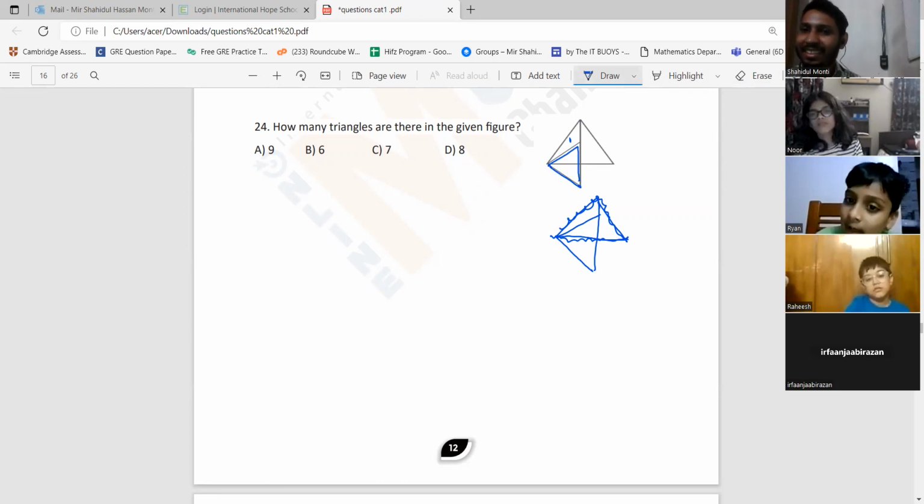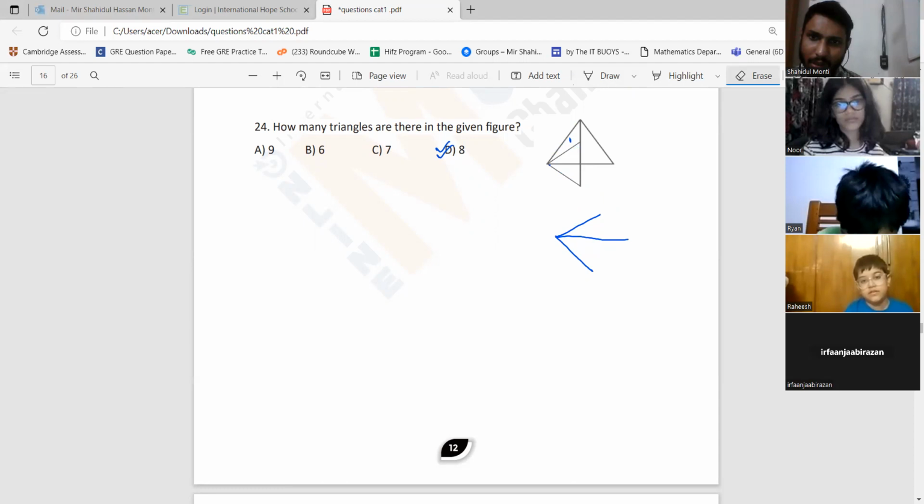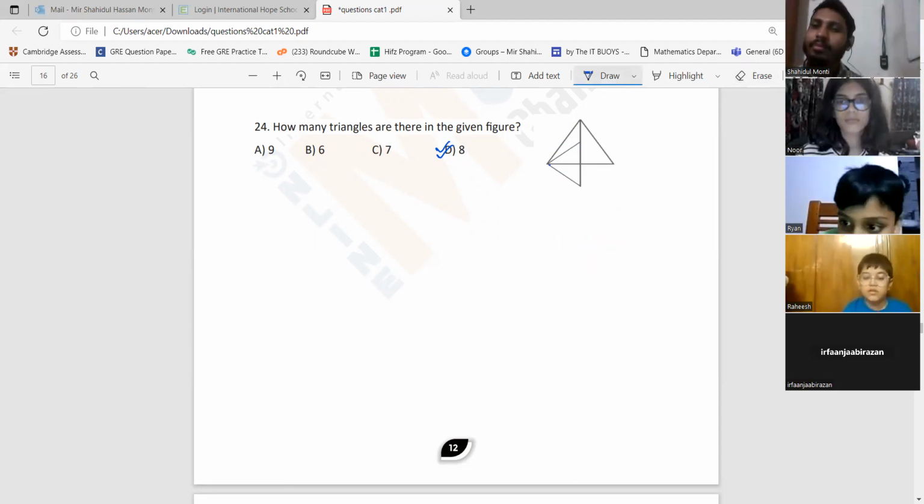So the answer should be equal to D. Now you cannot have 9 triangles. So can we have 9 triangles? No, we cannot. You can try it, but you cannot have the 9th triangle. Can you follow me, students? So we're going to have 8 triangles here. How many triangles are there in a given figure? These are the 8 triangles.